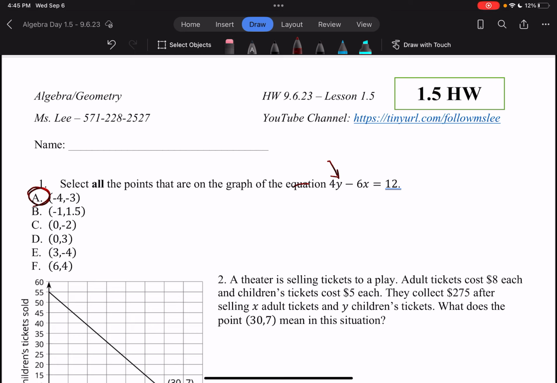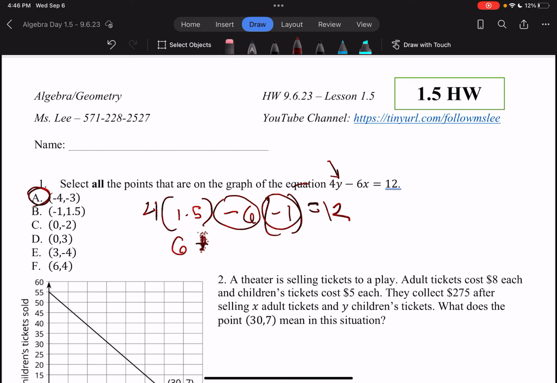Then you can go ahead and try plugging in the next one. I'm going to do a couple more examples and then leave you to it, okay? So 4 times y, which is 1.5, minus 6 times negative 1 equals 12. All right, so we have 4 times 1.5. You know, 4 times 1 is 4, and then half of 4 is 2. So 4 times 1.5 is 6, minus, well, we have a negative 6 times a negative 1, so it's going to be positive 6. And that is also going to be 12, so that is also true.